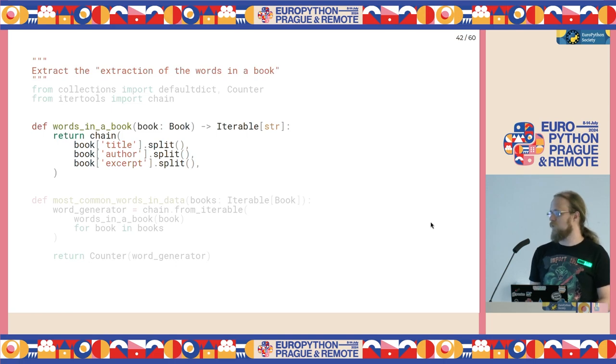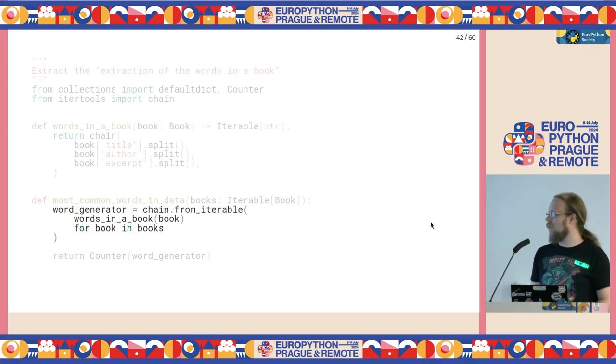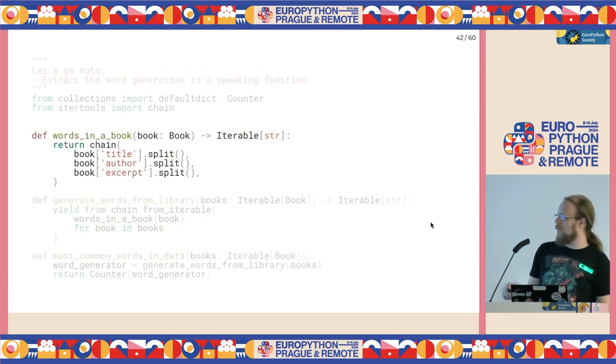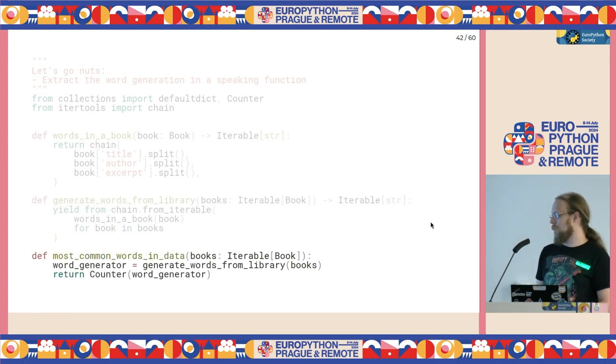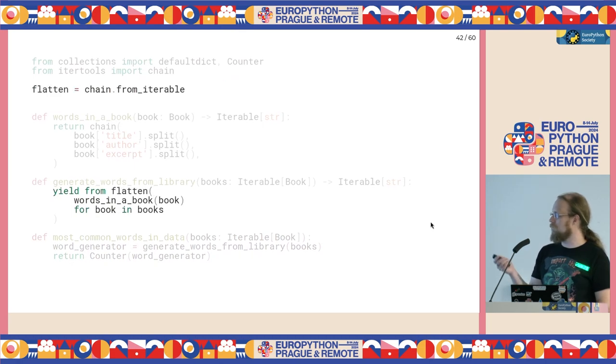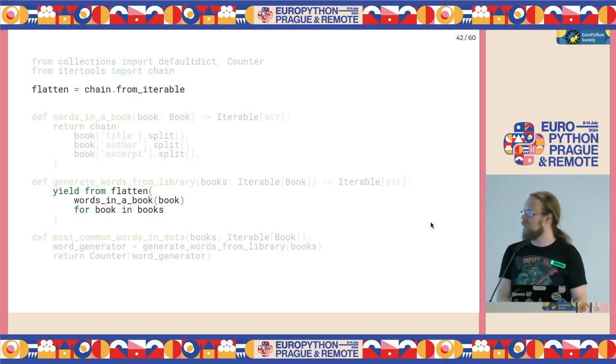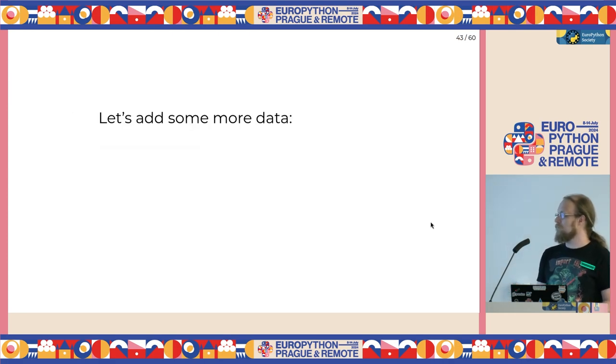For that, I would really advise to push out concepts into functions which contain a singular concept, and that words in a book, okay, I can get that now. And I can even go one further if I want to be really extreme and generate words from library. So we have another concept here. And if I want to be really extreme, I can even call chain from iterable as flatten, because actually it flattens. And to be honest, I'm not sure if I would really do that here or put a comment there, but just so you know, you can do it like this.